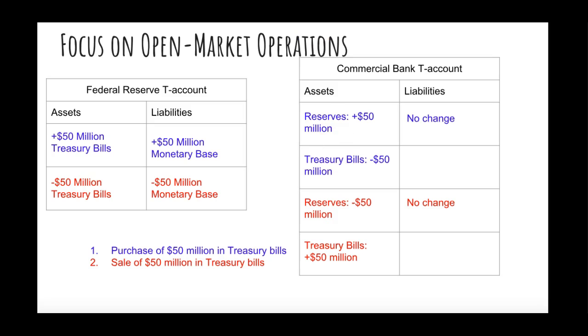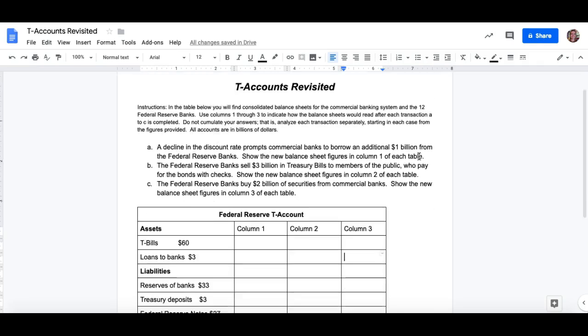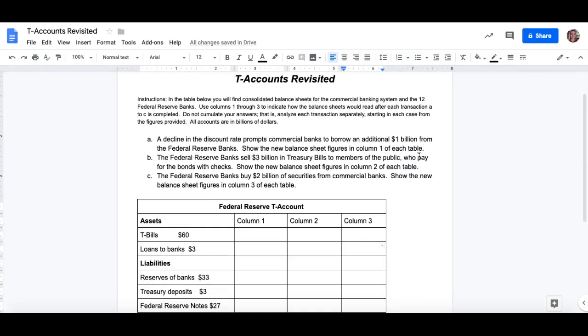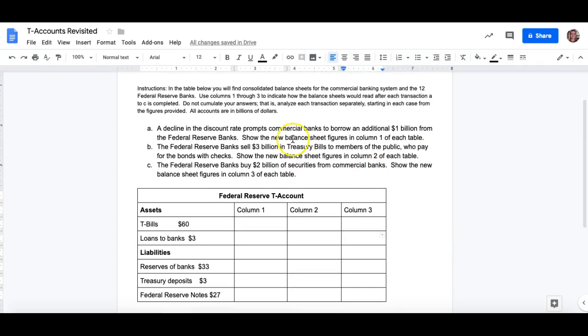On Canvas, in this unit, you will find a worksheet that says T accounts revisited. All right, so what you're going to do now is that you're going to do these 3 examples. So it says, in the table below, you find consolidated balance sheet for commercial banks and the 12 Federal Reserve banks. So this is the Federal Reserve T account. This is the commercial banks T account. And remember, when I say commercial banks T account, we're talking about collective commercial banks, like all of them, okay? And it says that what you have to do is you have to use columns 1 through 3 to indicate how the balance sheet would read after each transaction A through C is completed.